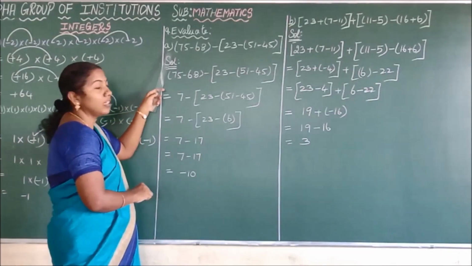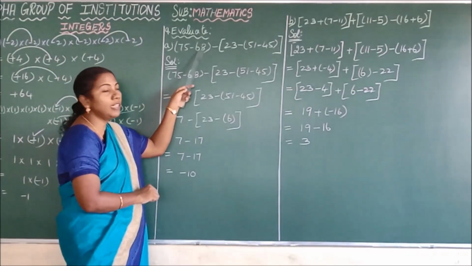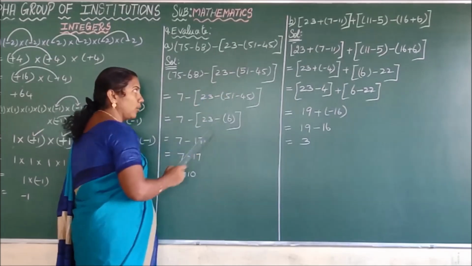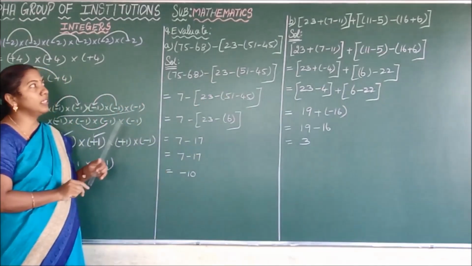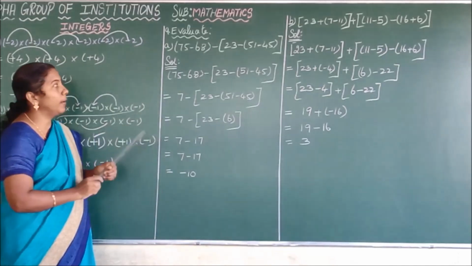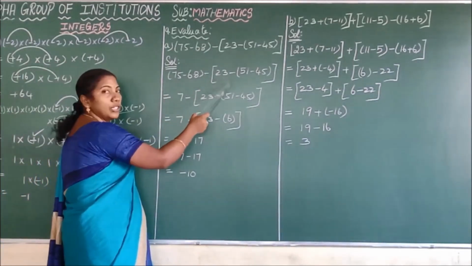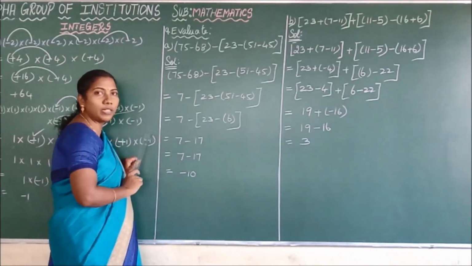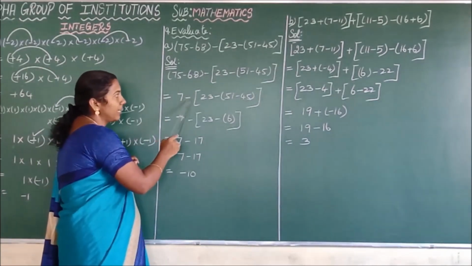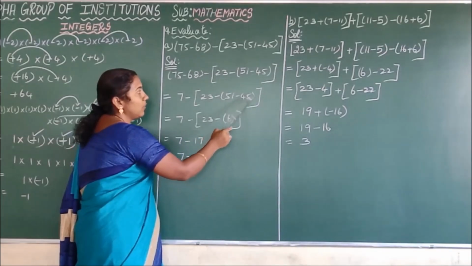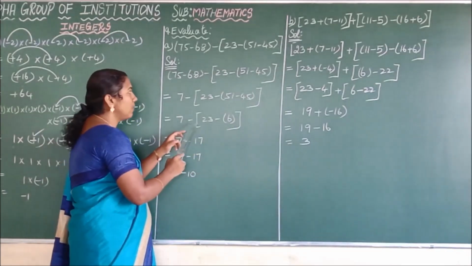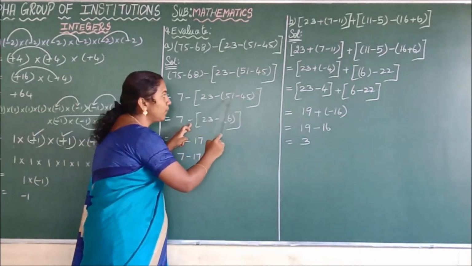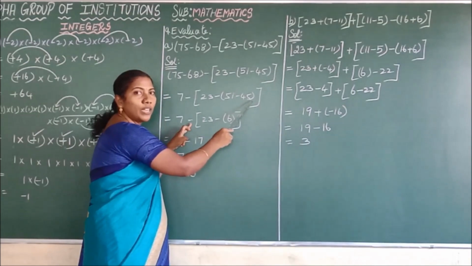Evaluate sub-division A: 75 minus 68 minus 23 minus 51 minus 45. Here first we are going to evaluate the simple bracket under the square bracket. Once again write the question in the solution part. 75 minus 68, what is the answer? 7. Then minus 23 minus 51 minus 45, write as it is. Now we are going to simplify this simple bracket, that is 51 minus 45. What is your answer? 6.